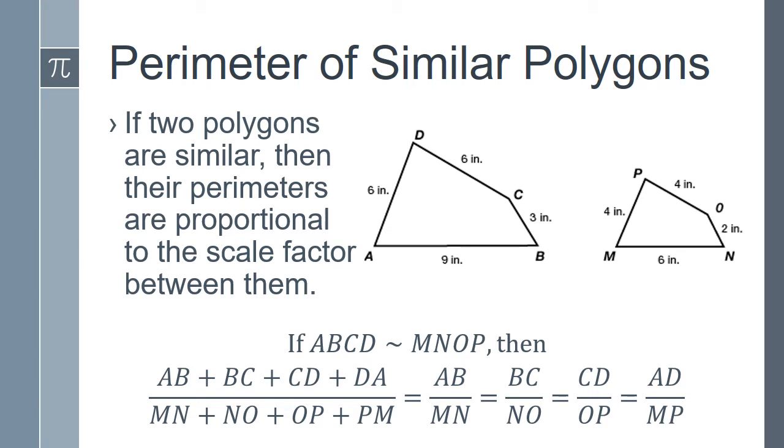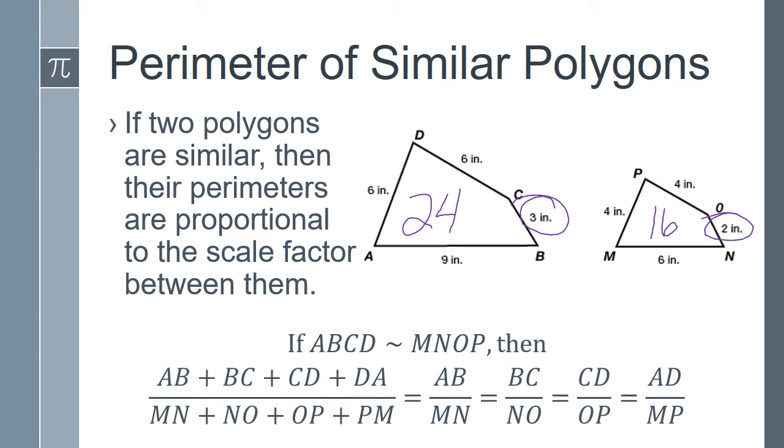Okay. So if we have two polygons that are similar, then their perimeters are in the same proportion as their scale factor. So let's take a look here. We can see that the scale factor of CB to ON is 3:2. Now, the perimeter of quadrilateral ABCD is 24. The perimeter of the quadrilateral MNOP is 16.